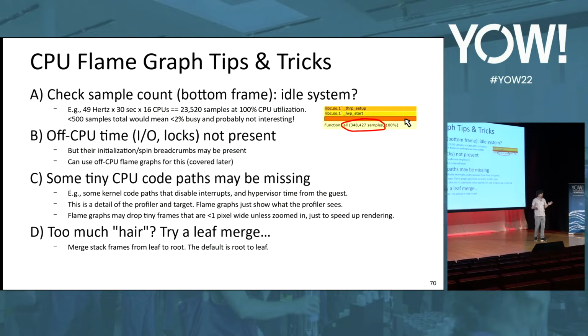This is a detail of the profiler and the target. People send me this stuff from time to time saying, Brendan, please fix it. And it's like, the flame graph visualizes the profiler. You need to fix the profiler to see more, and then the flame graph will visualize it.